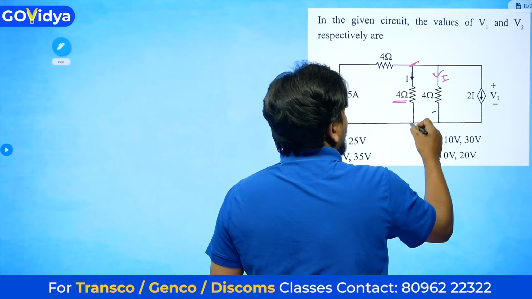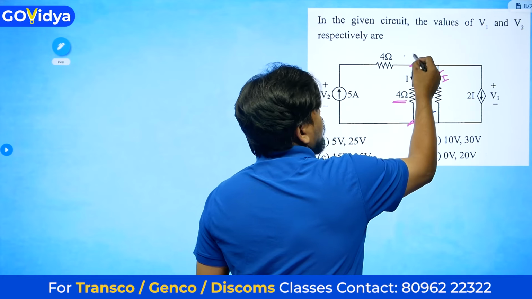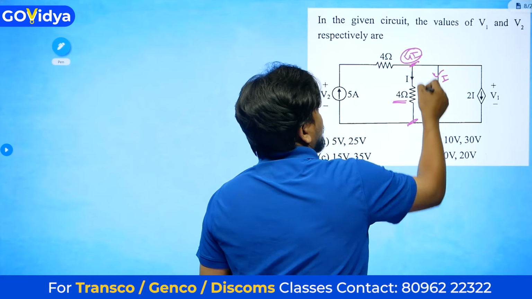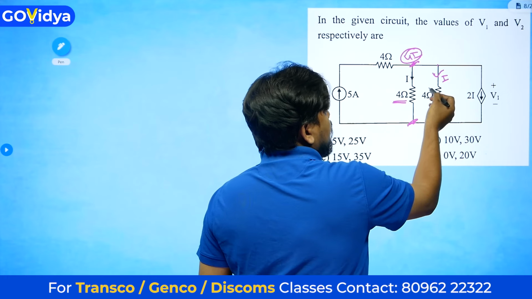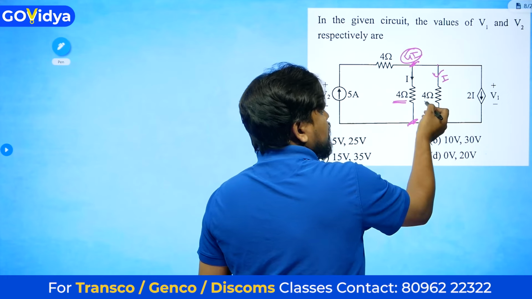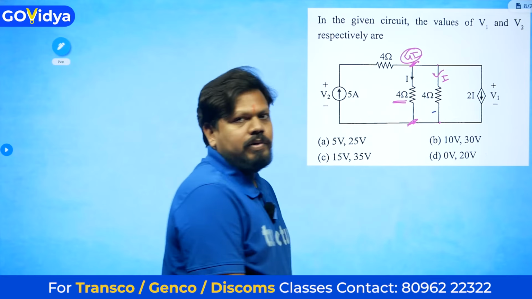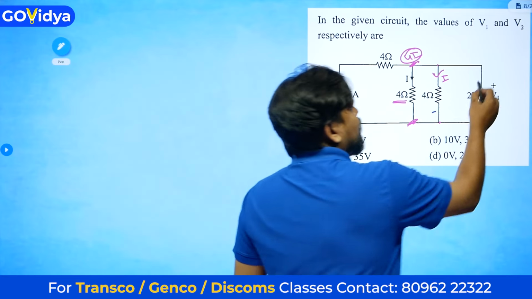So the voltage from here to here is I into 4. So 4I will be the voltage from here to here, and 4I will be the voltage from here to here also. That means, what is the current here? 4I divided by 4, that means we get I only. Similarly, the voltage from here to here.